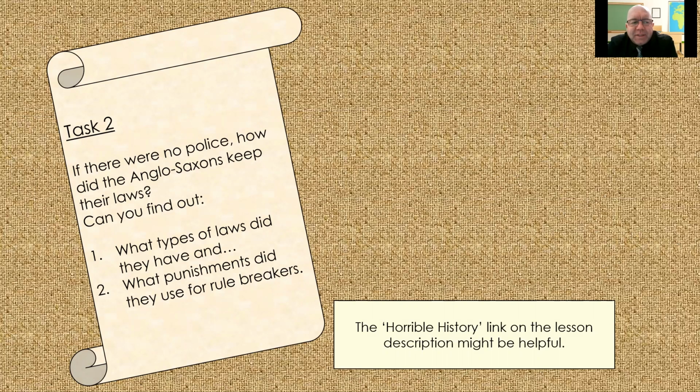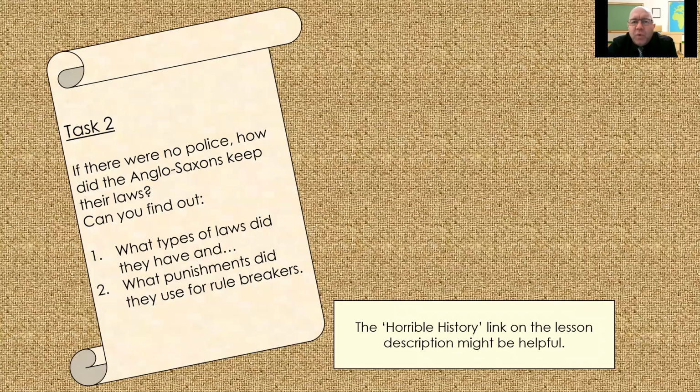So, task 2. If there were no police, how did the Anglo-Saxons keep their laws? Can you find out? I'd like to know, and it's 2 short paragraphs. What type of laws did they have? So what was thought of as a crime in Anglo-Saxon times? Were their crimes the same as ours? Or did they have completely different crimes? And what punishments did they have for people who broke the rules?